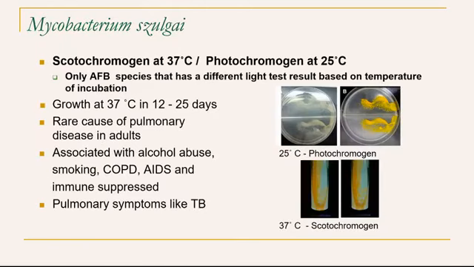Mycobacterium szulgai, this is the one that I had mentioned previously, has a very unusual light test reaction. This used to mean a lot to us when we were using biochemicals, that it was a scotochromogen at 37 and a photochromogen at 25. It's the only AFB species that has a different light test based on temperature of incubation. It grows well at 37 degrees. It's a rare cause of pulmonary disease in adults, mostly associated with alcohol abuse patients, patients who smoke, COPD, AIDS, and the immune suppressed. The pulmonary symptoms will be very much like TB.